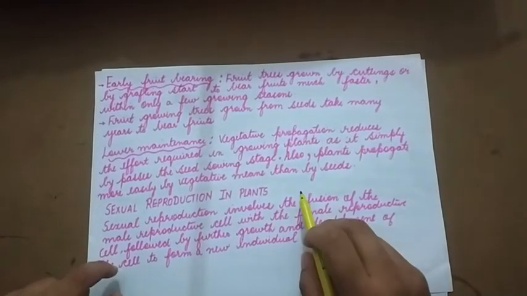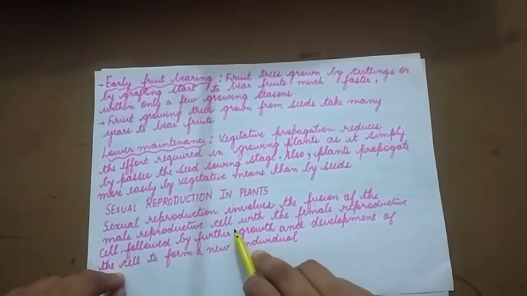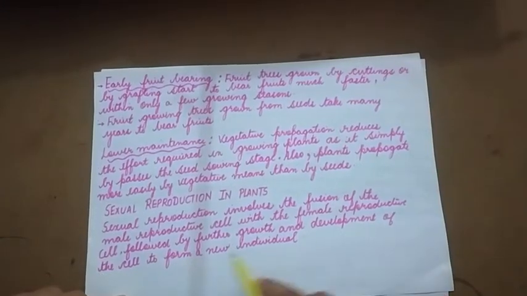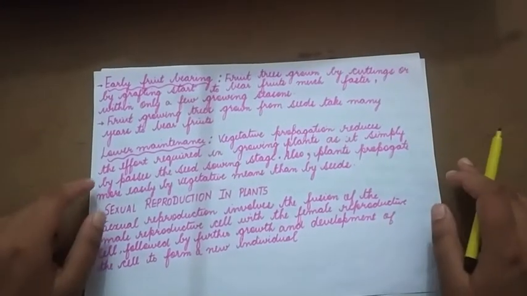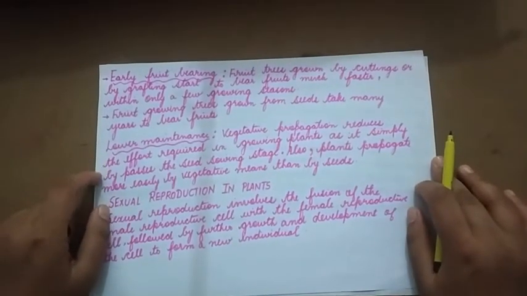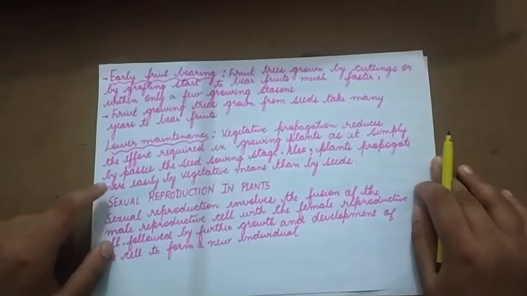Sexual reproduction in plants. Sexual reproduction involves the fusion of the male reproductive cell with the female reproductive cell, followed by the further growth and development of the cell to form a new individual. Till now, I was talking to you about asexual reproduction. Next, we are going to study sexual reproduction in plants.